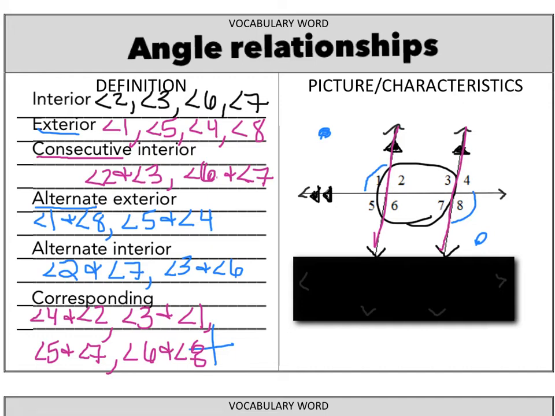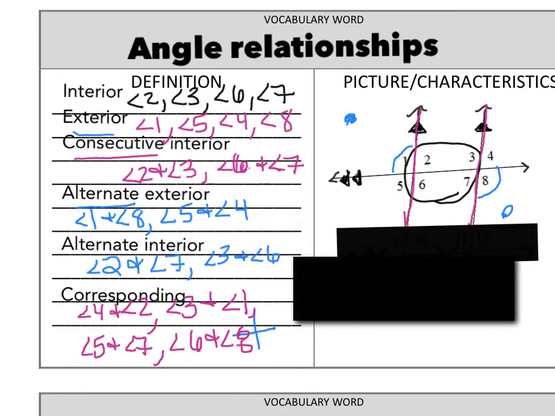Okay, now an important thing that I want to add about all of these. I'm going to put this on the side. Consecutive interior angles, I'm going to write right here on the side 180, because technically those add up to 180. Alternate exterior are congruent, alternate interior are congruent, and corresponding are congruent. So let's show this on the picture.